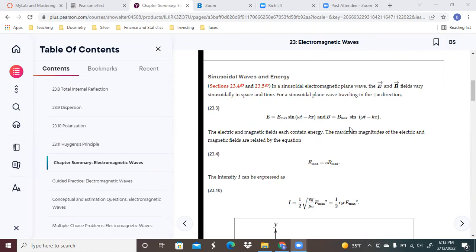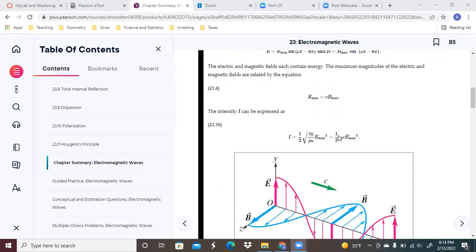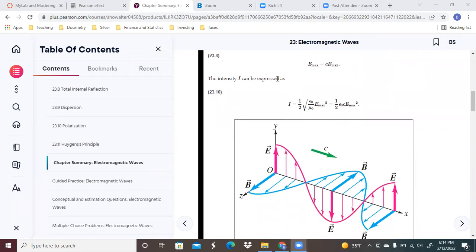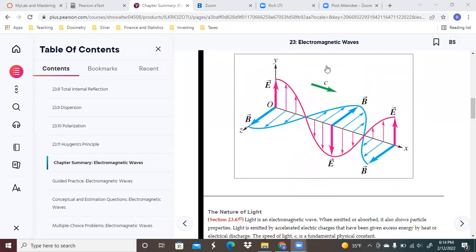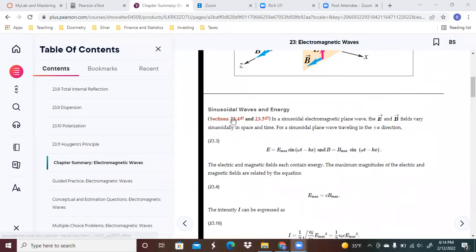The maximum magnitudes of the electric and the magnetic fields are related in this particular equation, which you may remember from the previous lecture. The intensity can be expressed here, and we will get to this relationship in a minute. And if you will notice here, the mu naught, or the square root of that, well, the speed of light ends up coming into the picture here a little bit. So we'll discuss that here in just a minute.